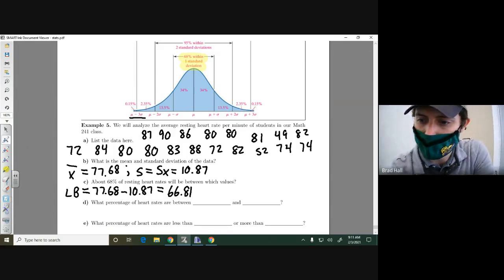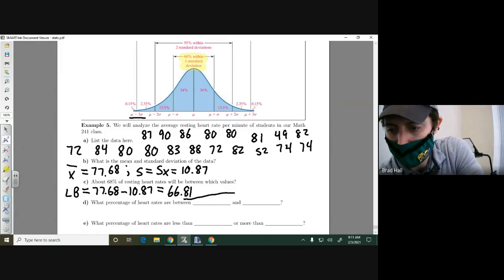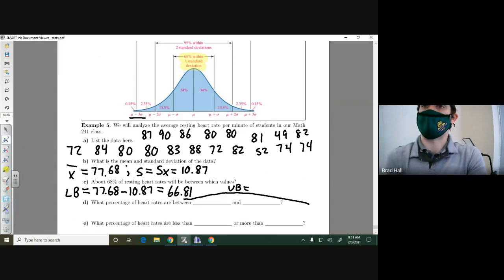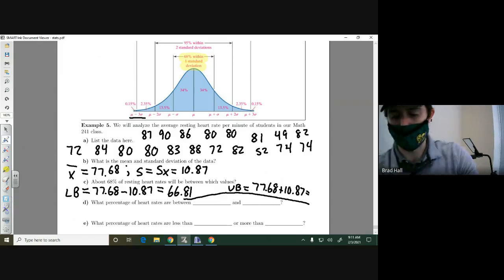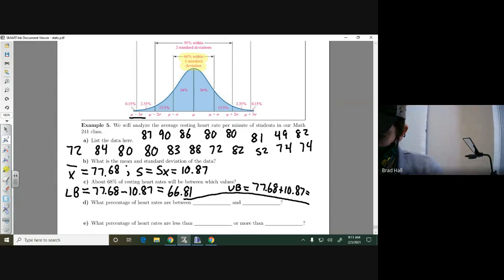And then the upper bound, try to give that a little bit of space. So the upper bound would be one standard deviation above the mean. So instead of minus, we use plus 10.87, which is equal to whatever the calculator tells us. 88.55.